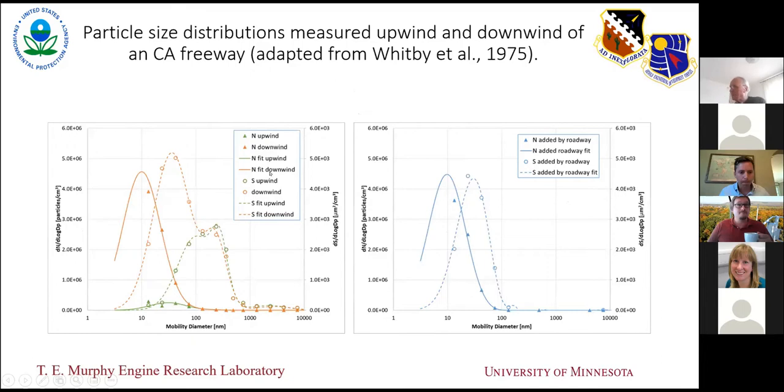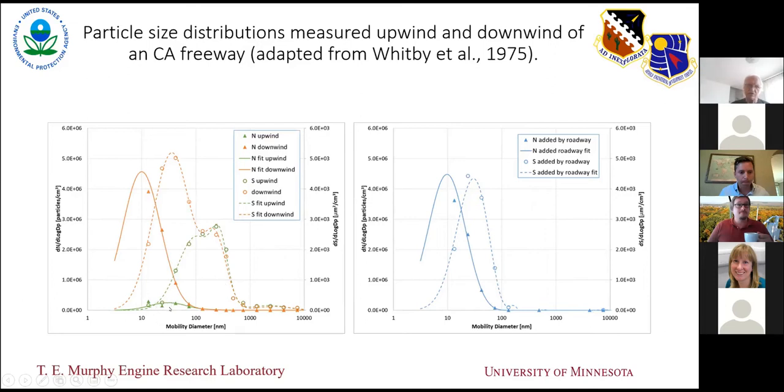Now, I want to focus on on-road and near-road exposures, because those are where we get a very large fraction of our exposure to particulate matter. Measurements near freeways have been going on since the early 70s, and this shows some size distributions measured by a California roadway right before 1975.